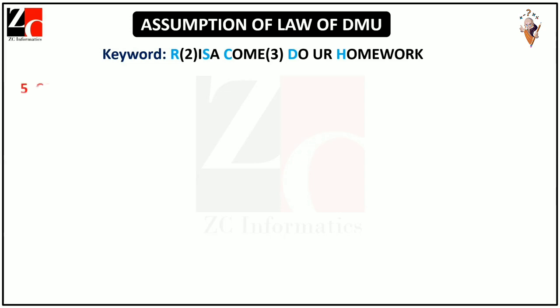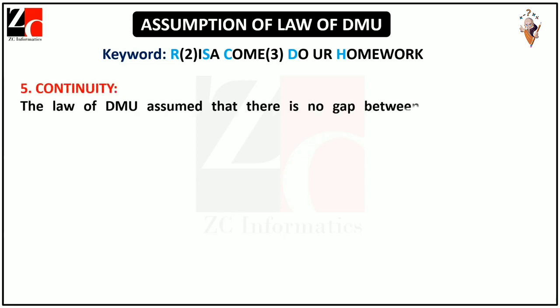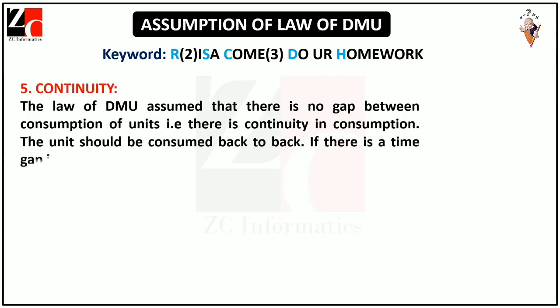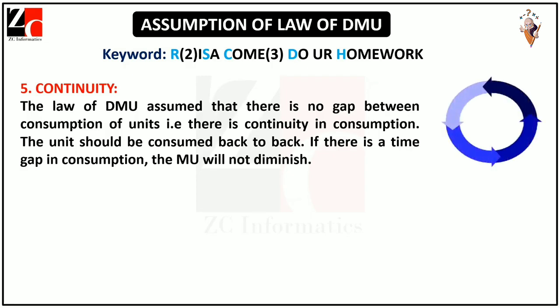Point number 5. Continuity. The law of DMU assumes that there is no gap between consumption of the units. That is, there is continuity in consumption. The units should be consumed back to back. If there is a time gap in the consumption, the marginal utility will not diminish. The law is true only if the consumption is continuous. Example, one cup of tea in the morning and another in the evening may not be subject to the law of DMU.